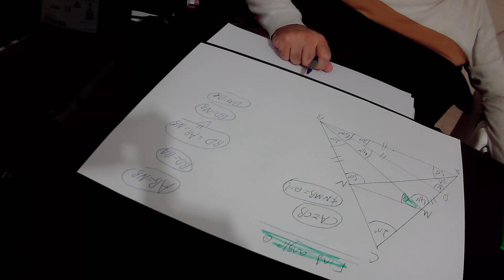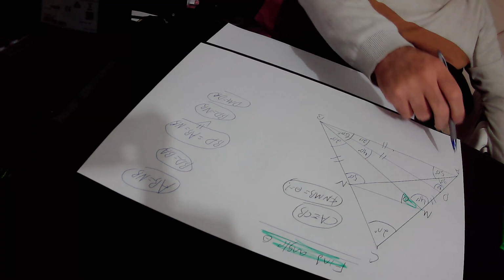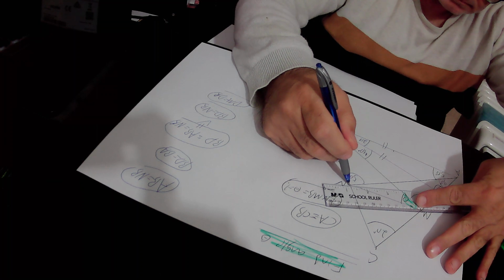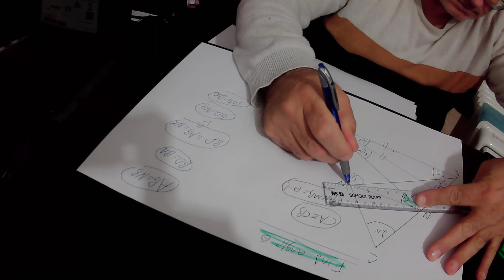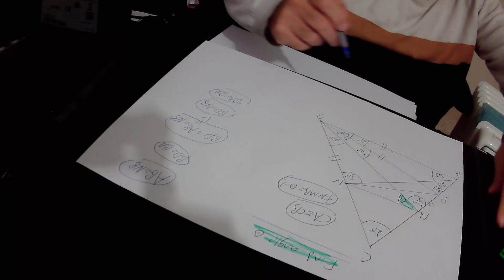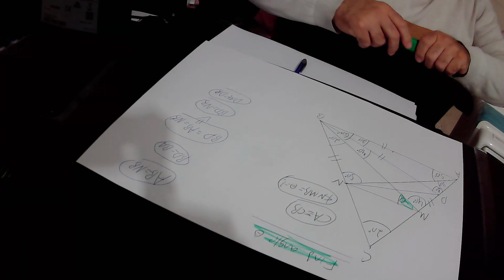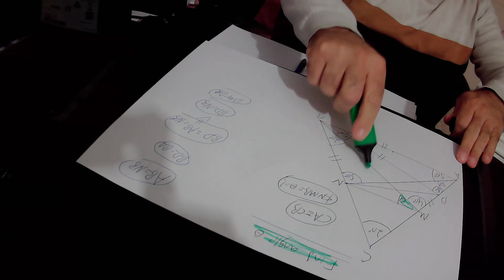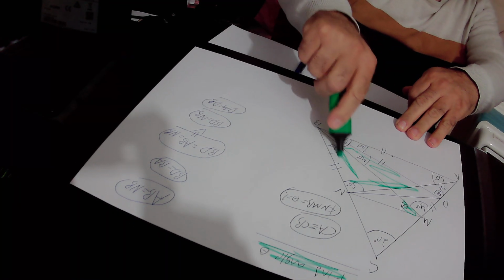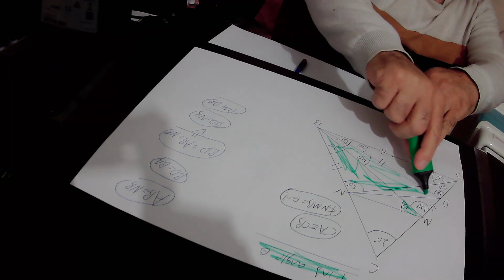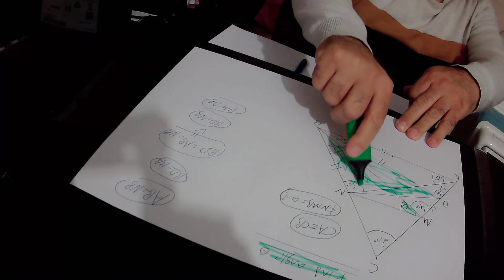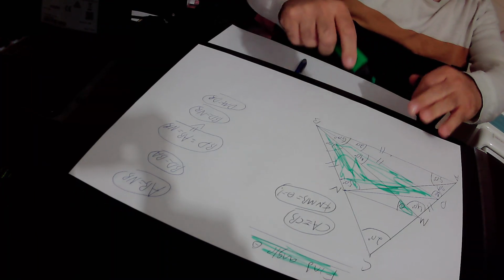In the next step, we join points D and N together by a straight line. And we will focus on triangle DNB. We focus on the green triangle, triangle DNB. So I copy triangle DNB in this page, we will analyze it.